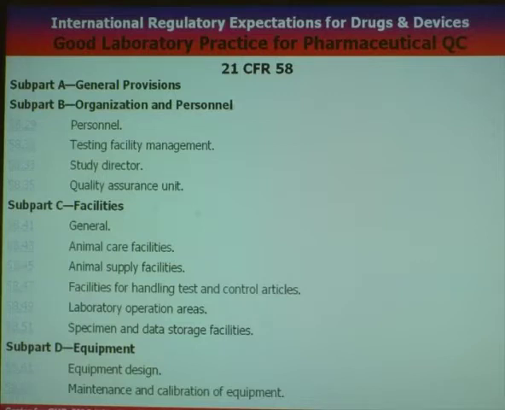Subpart B, organization and personnel: testing facility management, study director, and the quality assurance unit. Subpart C is the facilities: the general requirements, animal care facilities, animal supply facilities, facilities for handling test and control articles, laboratory operation areas, and specimen and data storage facilities. And subpart D talks about equipment in terms of equipment design, equipment maintenance, and calibration.